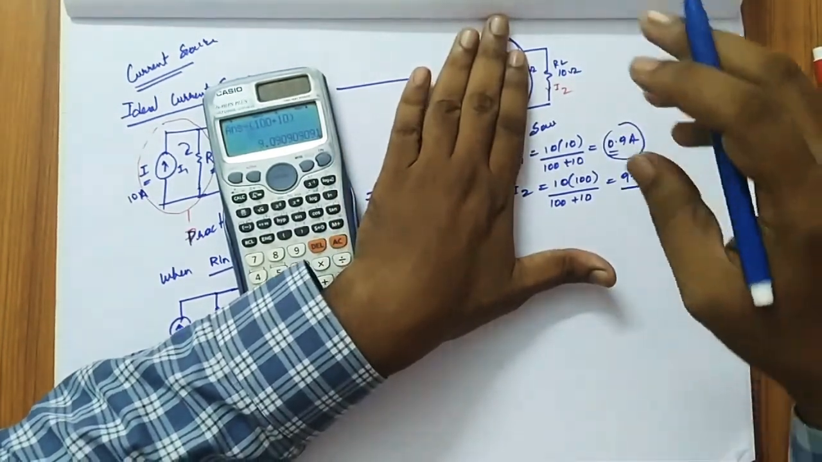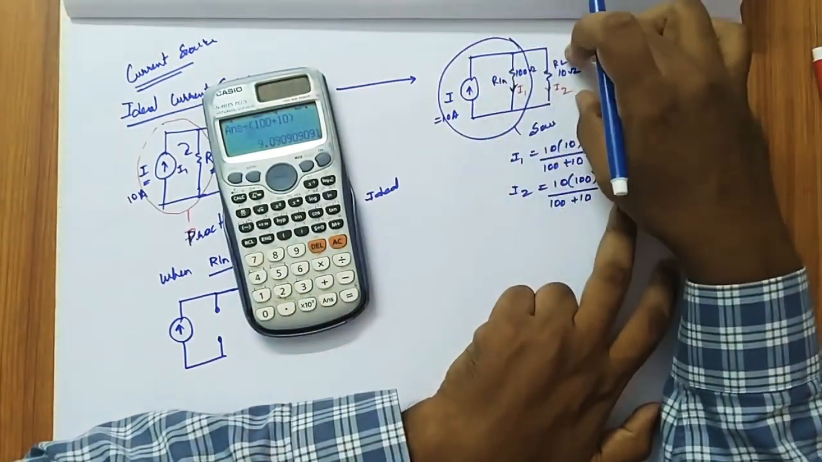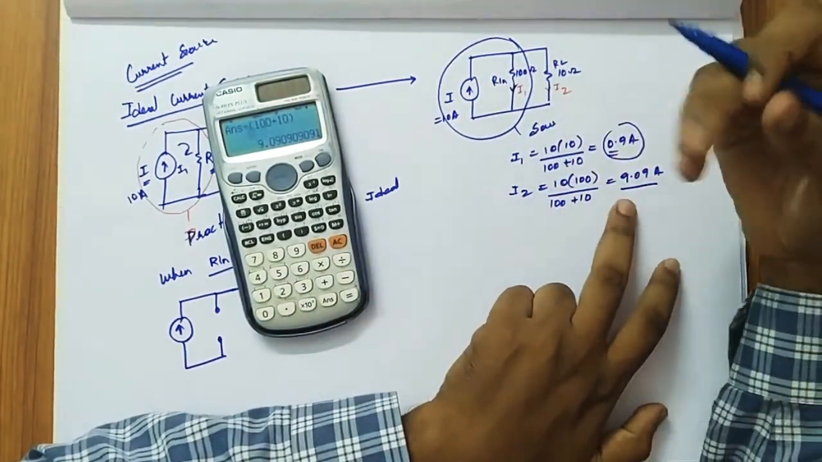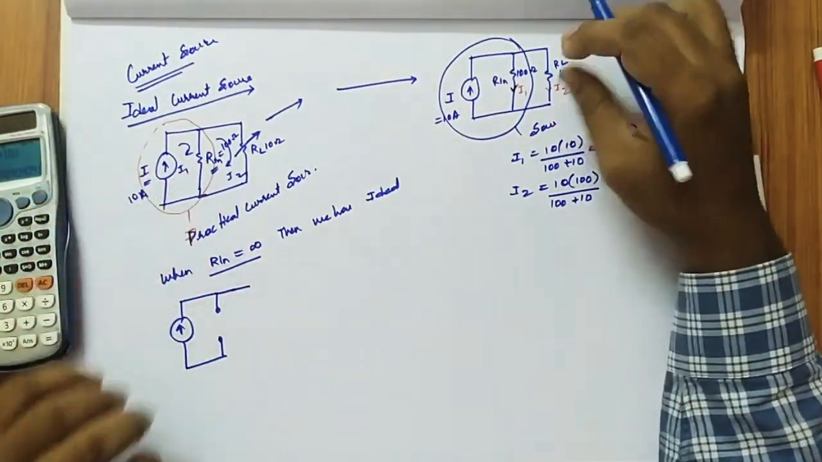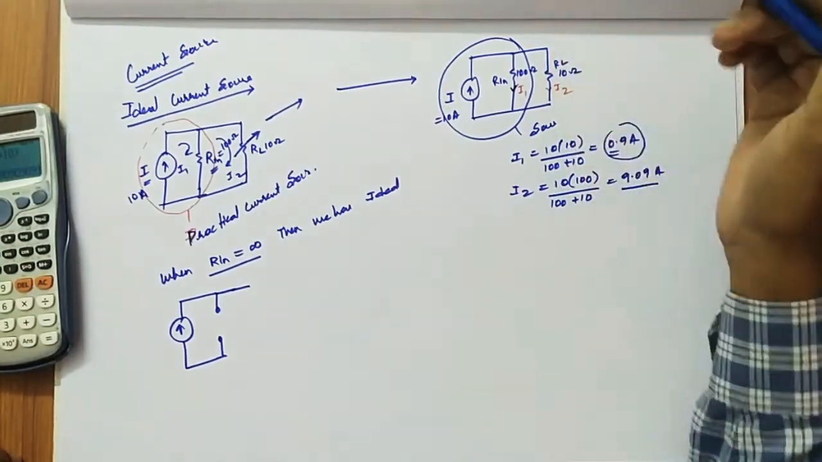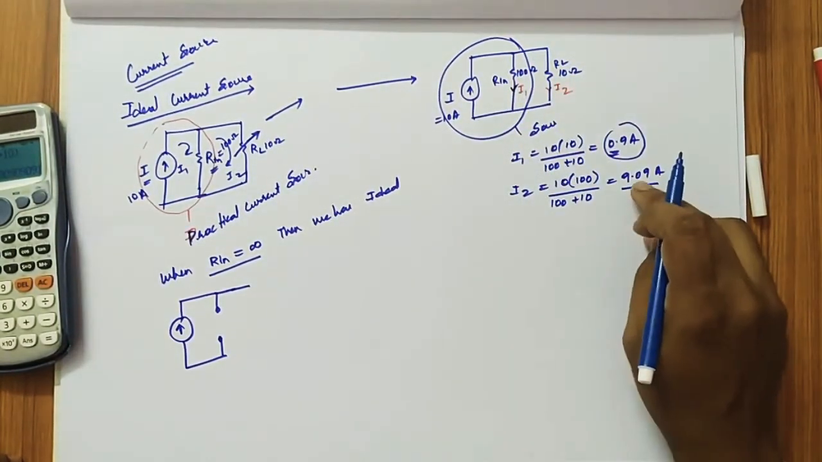So the main thing you have to understand is, whenever you connect a source to a load, the load should acquire more current. If the internal resistance is less than the load resistance, more current will be taken by the internal resistance, so less current will go to the load resistance.